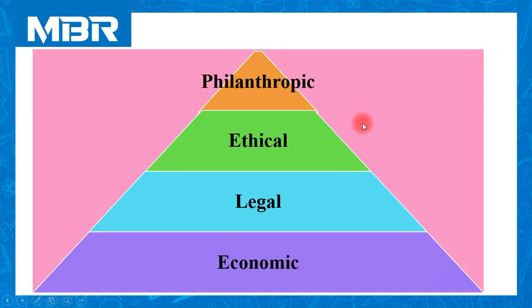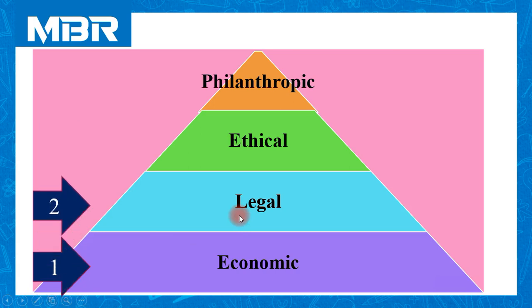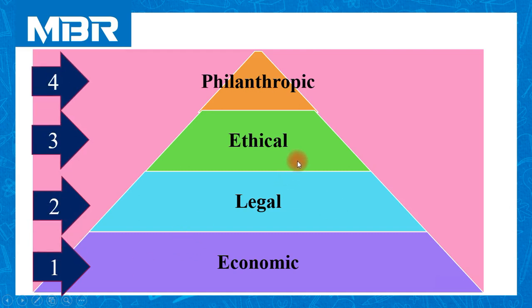The base of the pyramid is economic responsibility, then legal responsibility, then ethical, and last philanthropic. So if you would like to arrange this pyramid, the first is economic responsibility, the second one legal responsibility, the third ethical responsibility, and the fourth philanthropic responsibility.